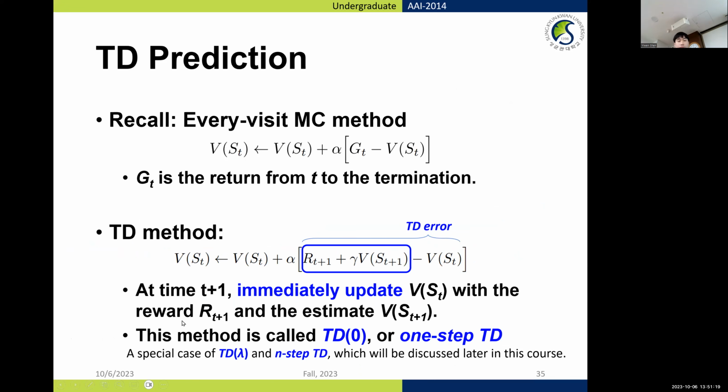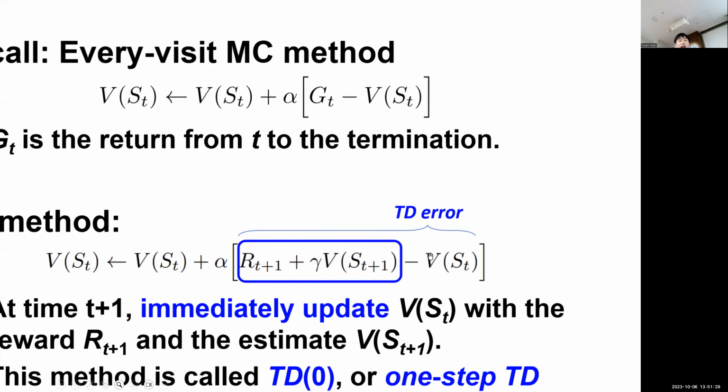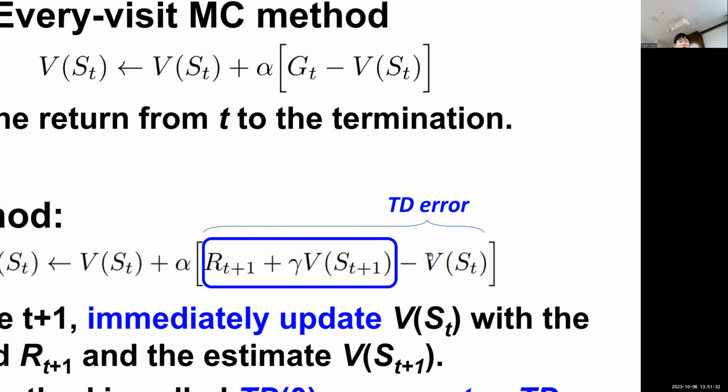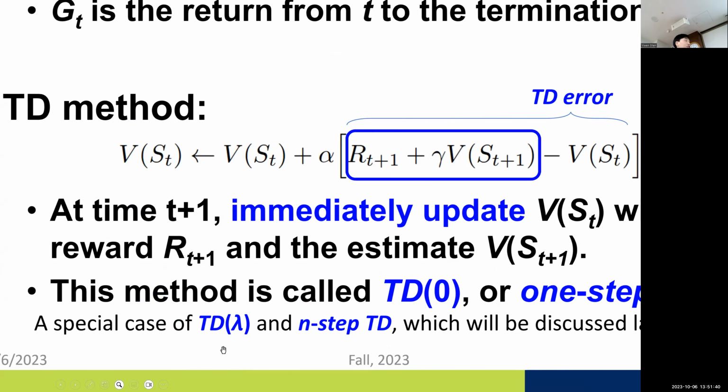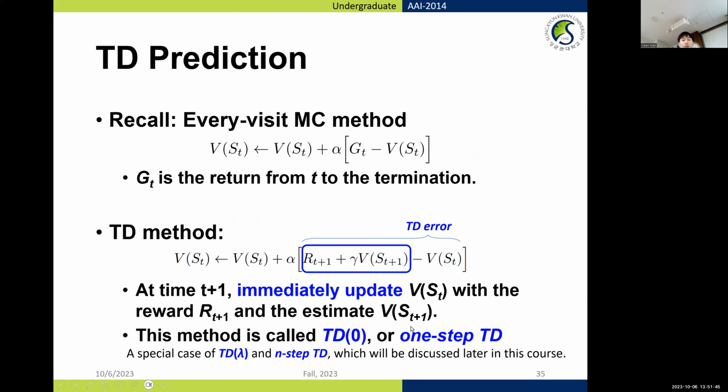We call this method TD0, or one-step TD, and the value inside of this bracket is the TD error. It is a special case of TD lambda, or n-step TD algorithm. We will talk about it later in this lecture, maybe next week. Because in TD0 we consider just one step, we use 0 to represent the one step.